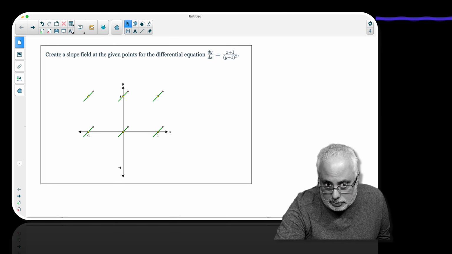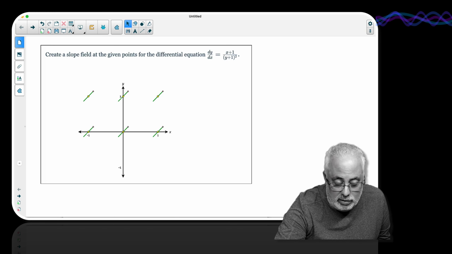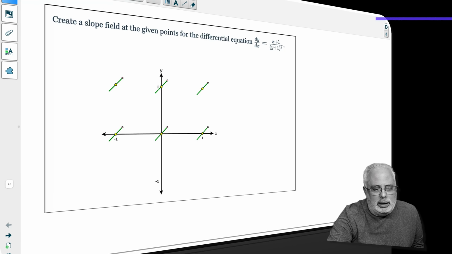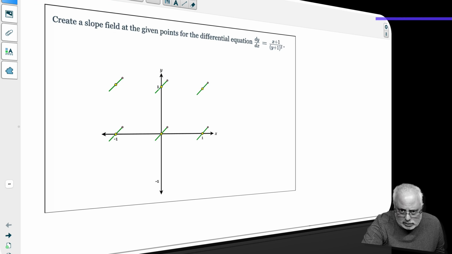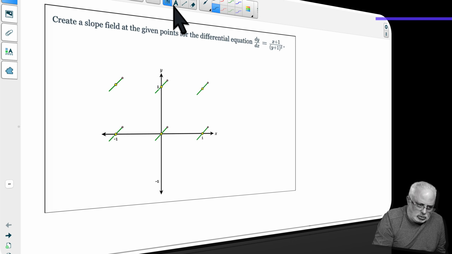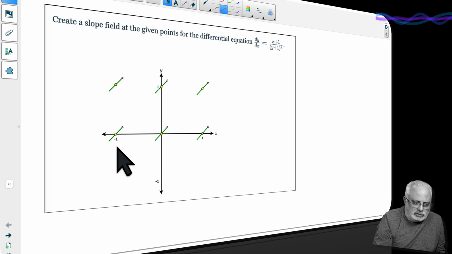Create a slope field at the given points for the differential equation dy/dx equals (x plus 1) divided by (y plus 1) to the power of 2. We are going to start with a calculus question. How can we create the slope field? dy/dx is finding the slope. We have all those points right here. So the first thing that I do is to evaluate dy/dx for each of these points.